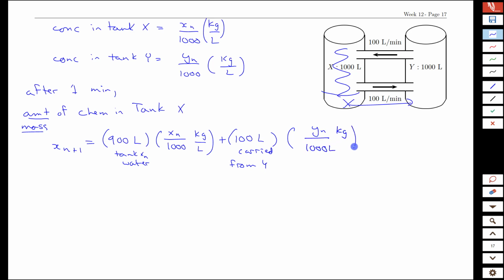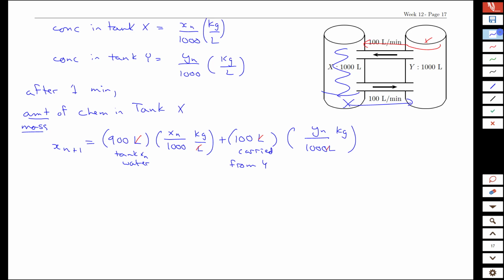And kilograms here. So after 1 minute, we're going to have removed 100 liters out of the 1,000. So we're going to have 900 liters left of the original X water. And then we're going to have added 100 liters up here into our X tank. And it's going to be at the concentration coming from whatever the concentration in the Y tank was. So take a moment, think about that, look through the logic and go, okay, where's the stuff coming from? Do these units make sense? Absolutely. Our units cancel and we get kilograms, which is what XN represents.